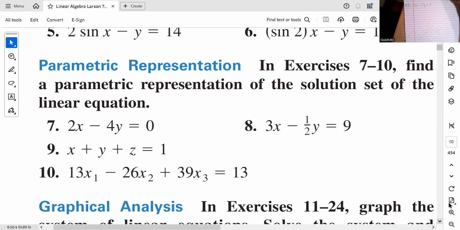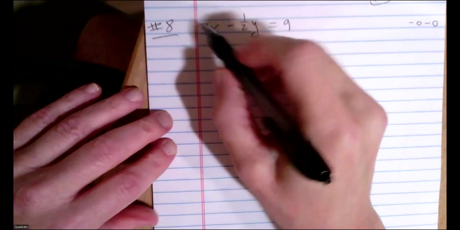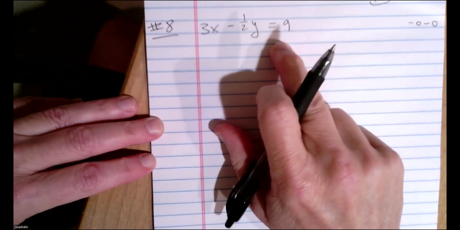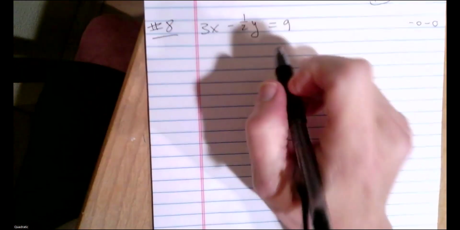So I'm going to switch now. I'm going to stop the share. Okay, you should be able to see my paper now. 3x minus 1 half y equals 9. So basically, I'm going to solve for y. We're going to isolate y. Let's just do it this way.